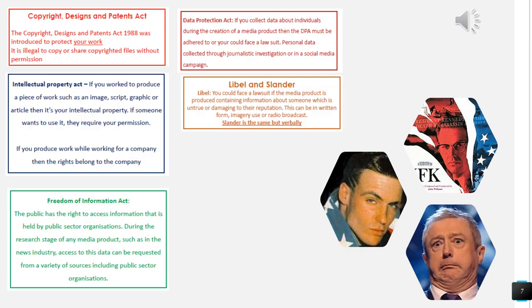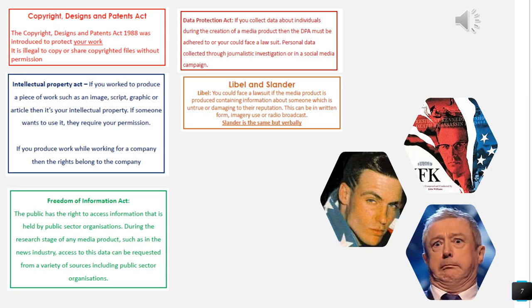Intellectual property, a lot of people get this confused with copyright because it sounds very similar. It's saying that you need to ask for permissions before you use something. The difference is that intellectual property normally refers to people's ideas rather than the actual work that they've created. Another really important thing with intellectual property is if you work for a company, then anything that you make, any ideas that you have while working for that company, they belong to the company.